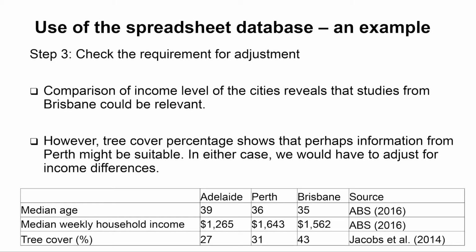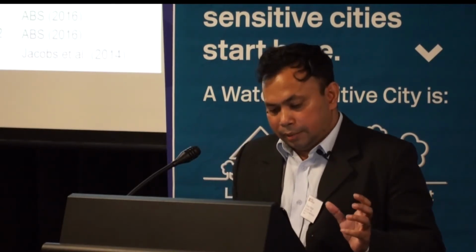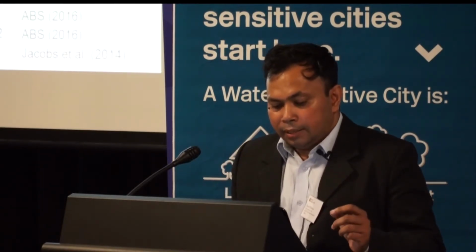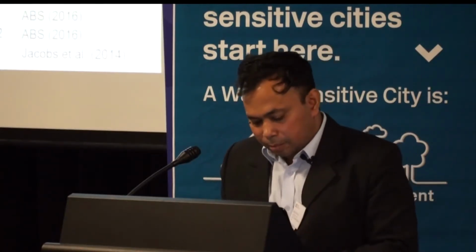It's possible you might say that, comparing the income levels of the cities, studies from Brisbane could be relevant. But on the other hand, remember that we are interested in urban trees. In this case, the tree cover percentage may be more relevant information for comparing the sites. As you can see, Perth is possibly closer to Adelaide compared to Brisbane, right? In that sense, it's a decision that you have to make when you use this database.